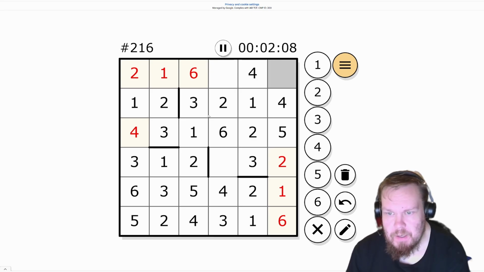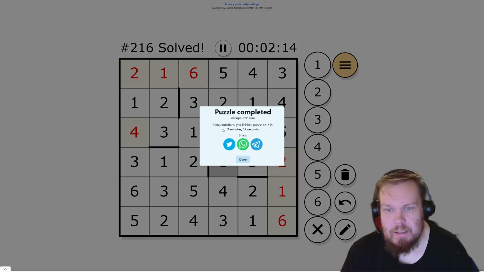Then we're missing 3 and 5. This one already has a 5, so it's 3. So this one has to be a 5, and then this one is missing 1. And done. 2 minutes 14 seconds.